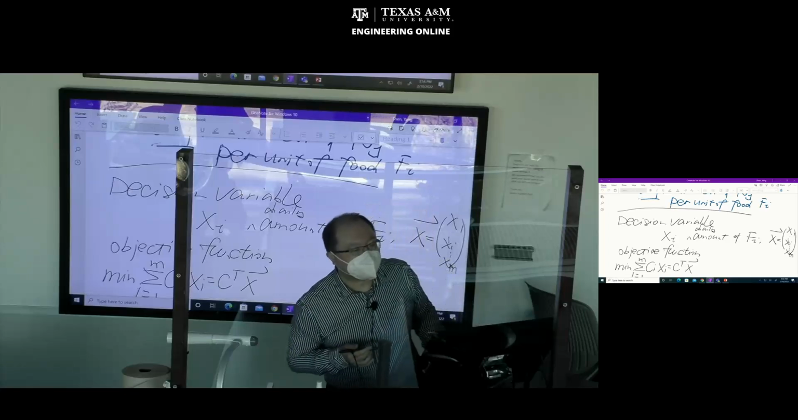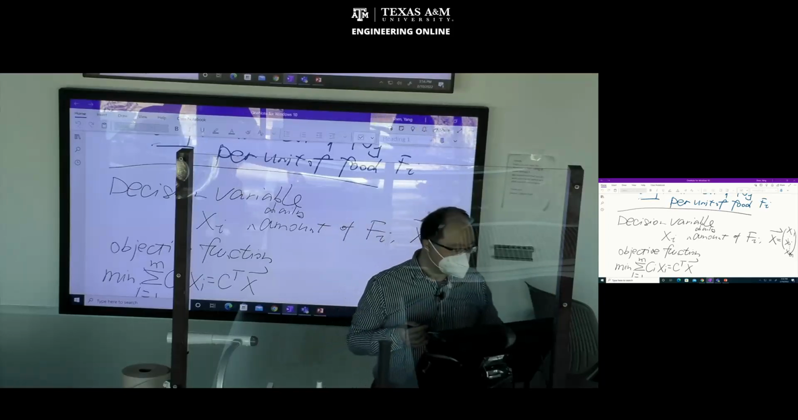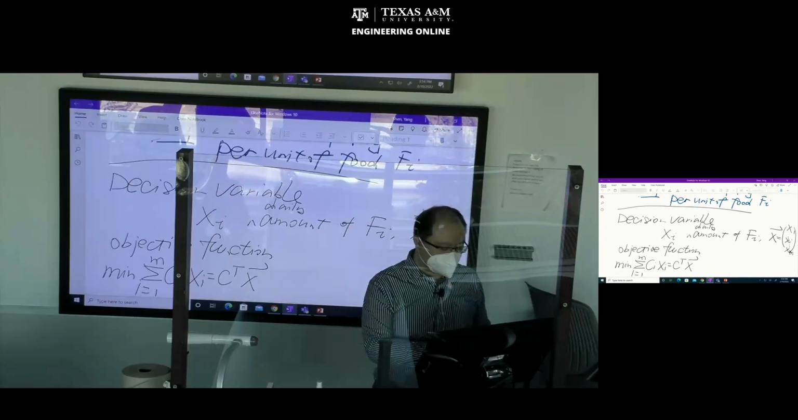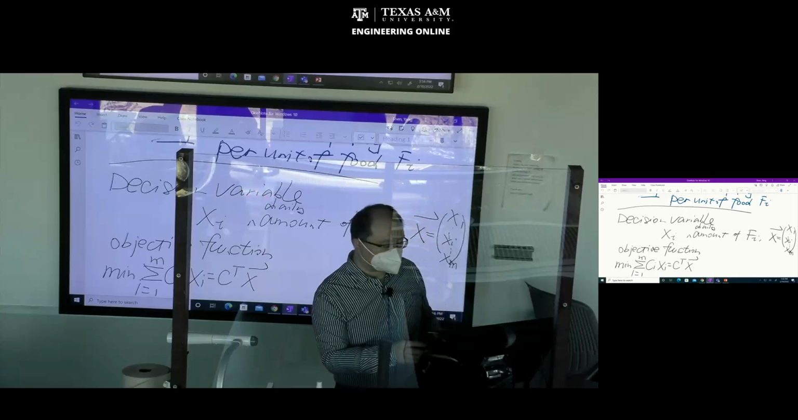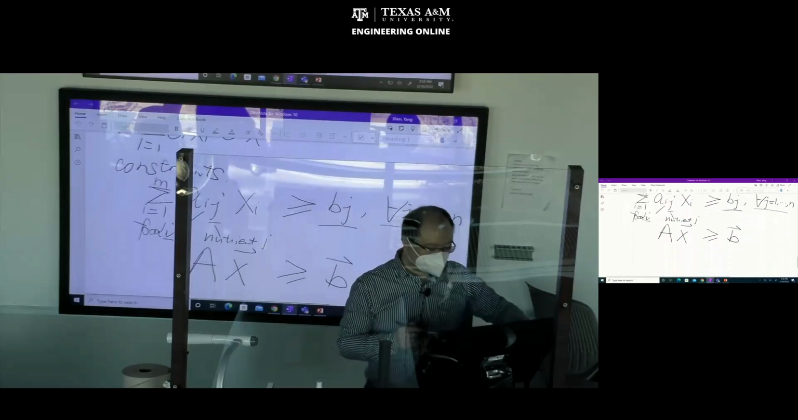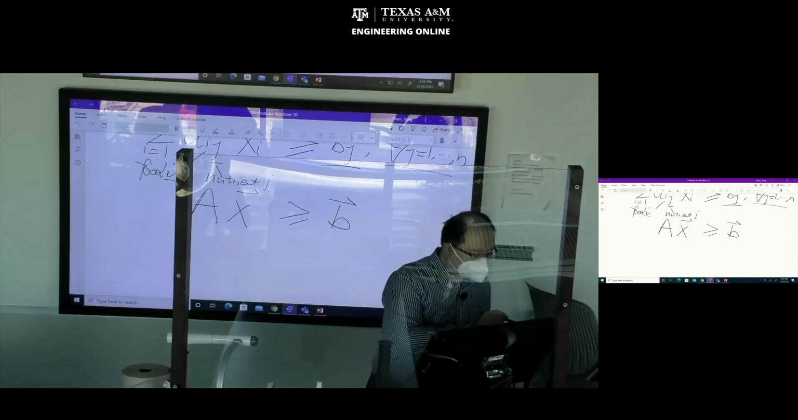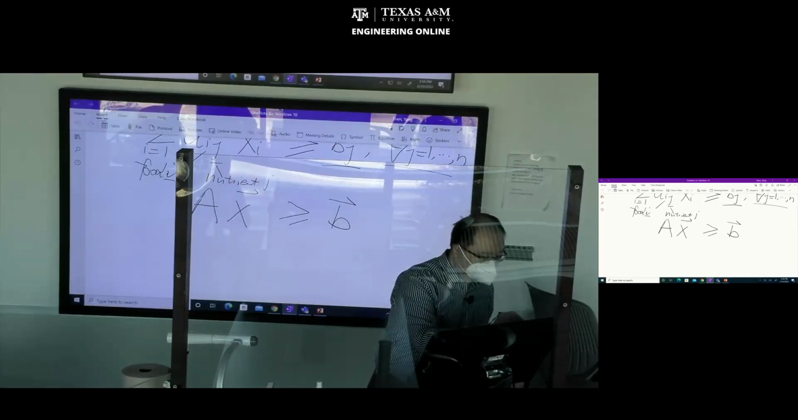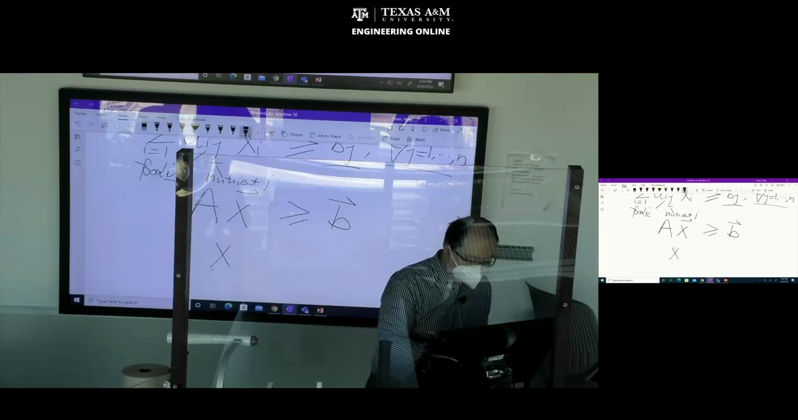Could you speak a little louder? What shouldn't be negative? The decision variable, the xi, is the daily amount of the food i. So that is non-negative. Is that right? Good. So this x is non-negative. So that's one thing to add.